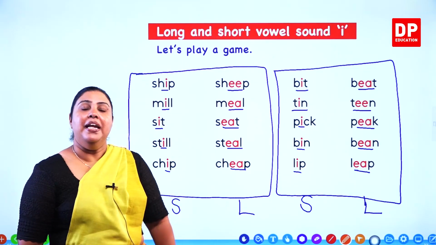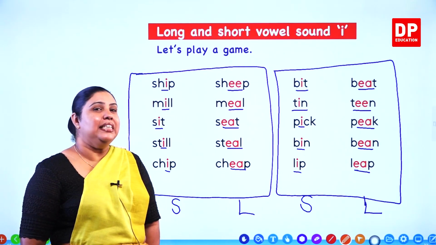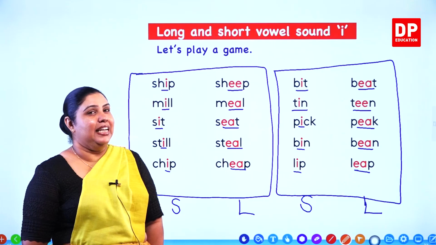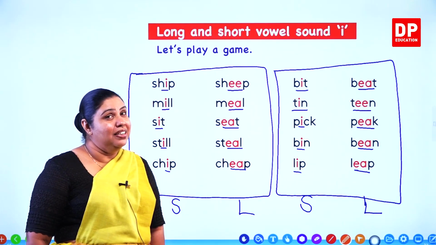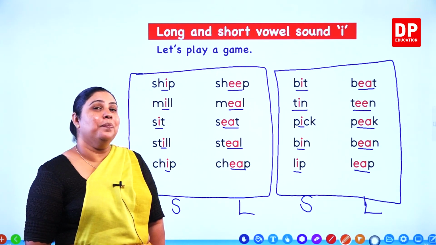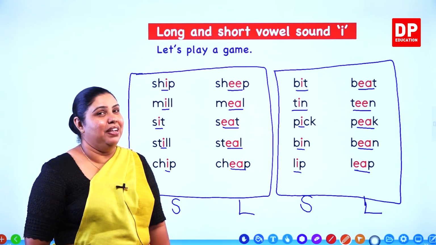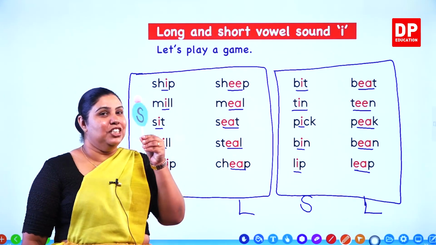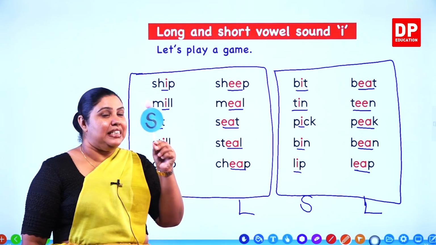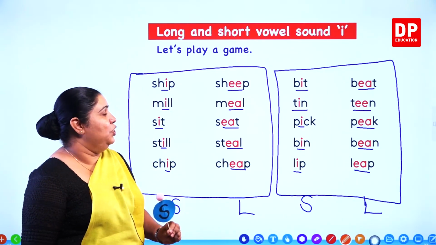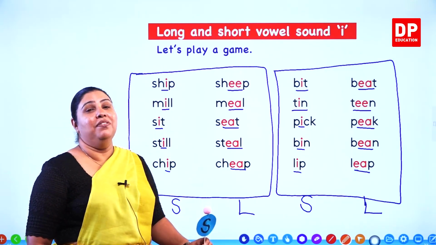Then how about the word tin? Tin. Pick the correct one. What is the sound? When we say tin, it is the short E. Okay? Right. So now I will read the words once again.